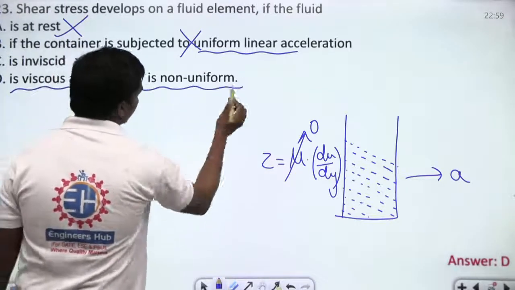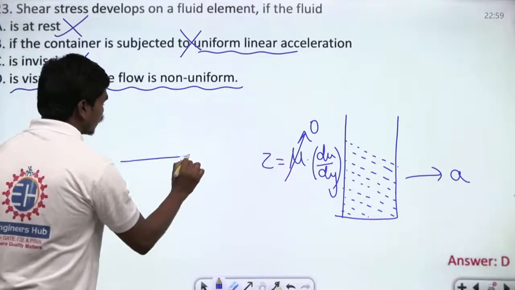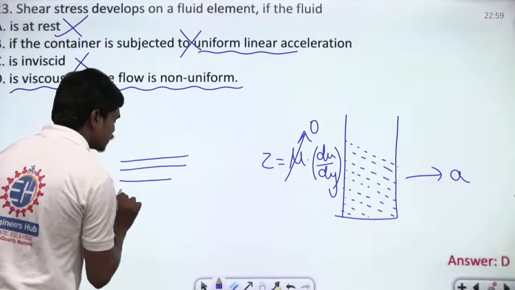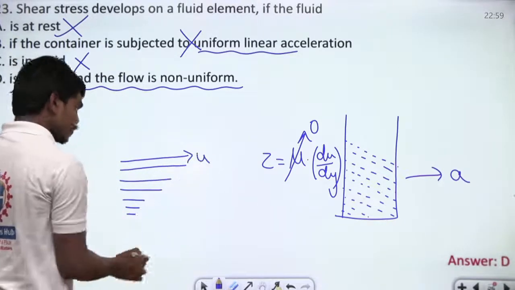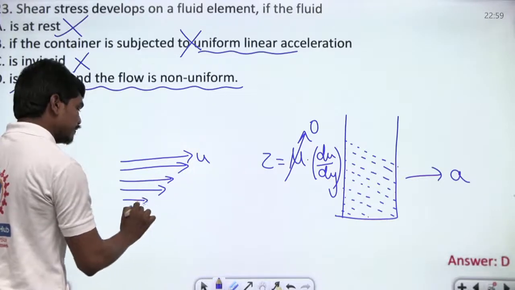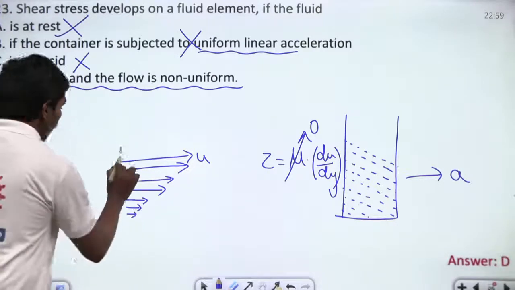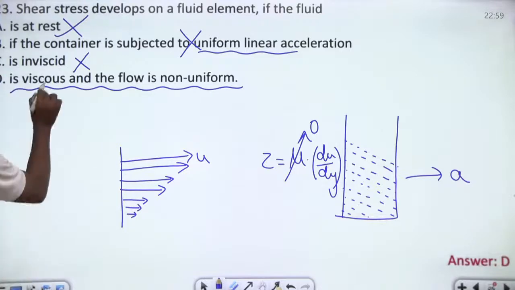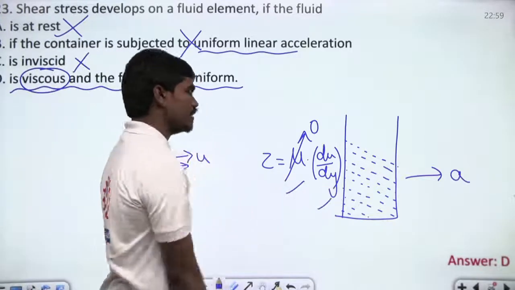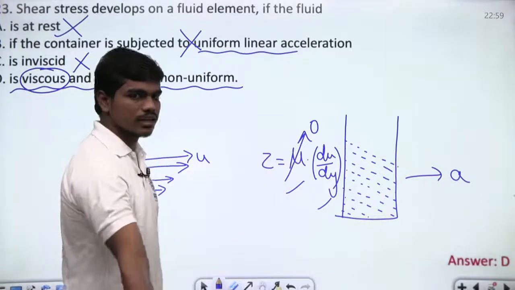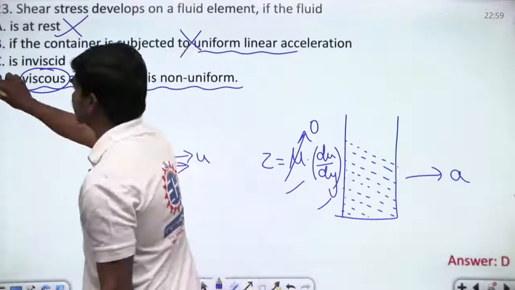Is viscous and the flow is non-uniform. If there is some flow which is non-uniform, meaning the velocity is different at different layers, and the fluid also has some viscosity, then there is some mu and there is also some du by dy. So there exists some shear stress within the fluid. So your D is the correct answer.